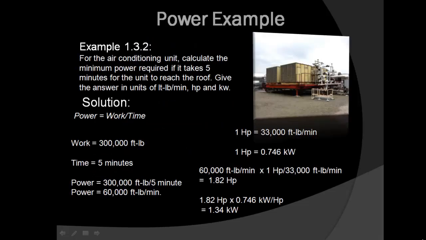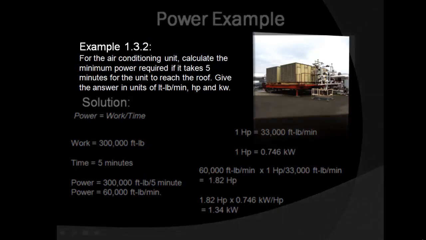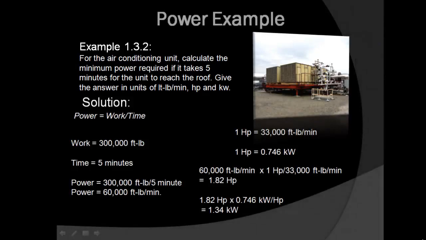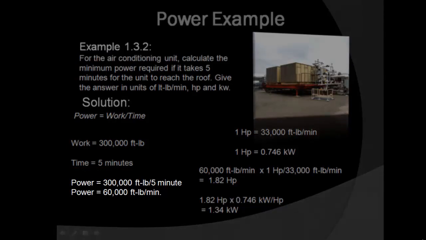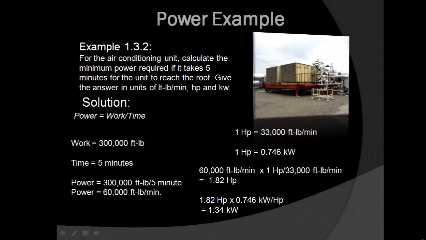Example 1.3.2. For the air conditioning unit given in example 1.3.1, what is the minimum power required if it takes 5 minutes for the unit to reach the roof? The solution here is to use the equation for power, where the work is 300,000 foot-pound and the time is 5 minutes. Then the minimum power would be 300,000 foot-pound divided by 5 minutes, or 60,000 foot-pound per minute.